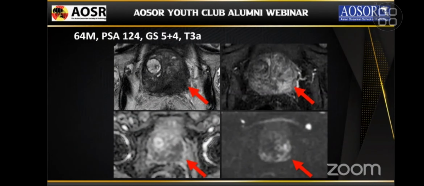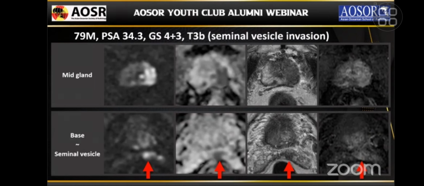Here is an example of a T3A case. An infiltrative lesion is mainly in the left PZ, with obscuration of the prostate contour and irregular protrusion beyond the capsule, suggesting extraprostatic extension. This is a typical case of seminal vesicle invasion, T3V. You can see a large lesion in the left lobe in the mid-gland, and T2 hypointensity with diffusion restriction and early enhancement in the left seminal vesicle. Careful observation is required because these findings may be slight.